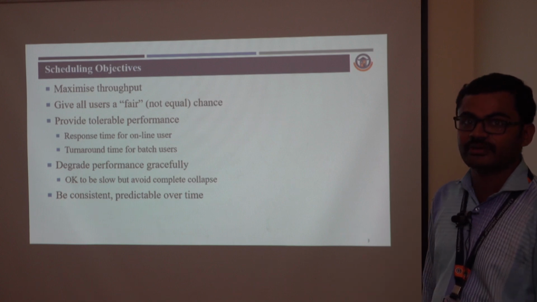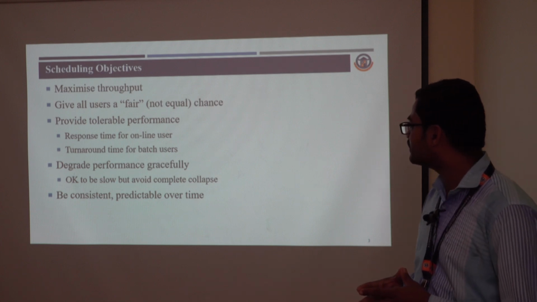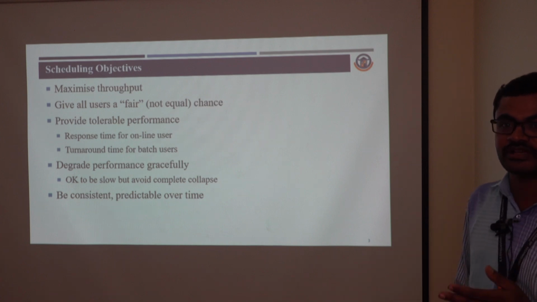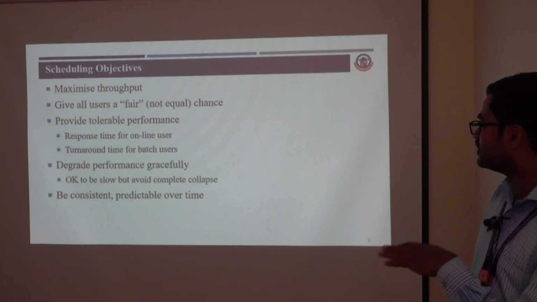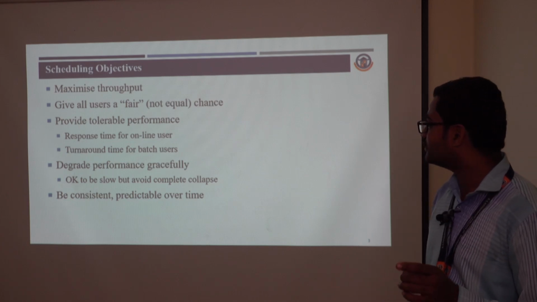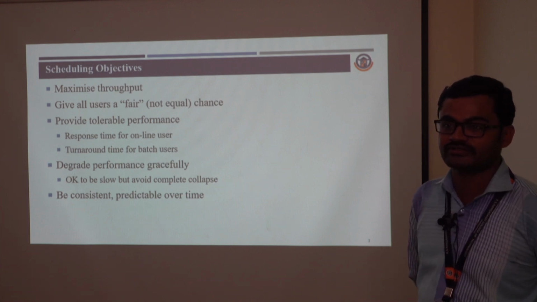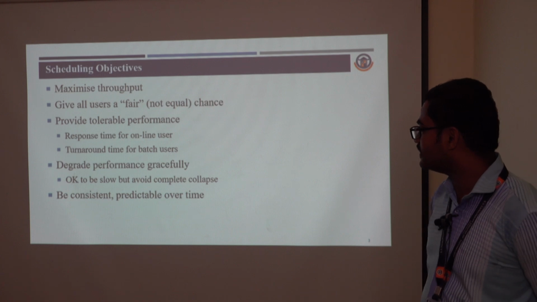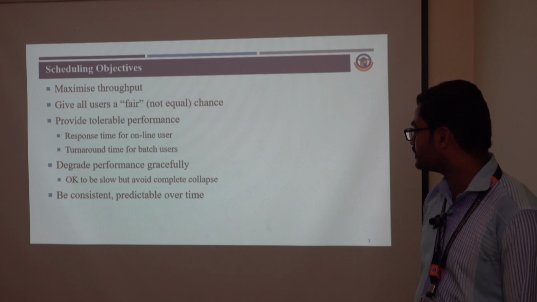Next we can see the scheduling objectives. The scheduling objectives are maximum throughput and giving all users a fair, not equal, chance. Why do we give a fair, not equal, chance? Because some processes have the highest priority and some have the lowest priority, so we do not give an equal chance. Provide better performance: response time for online users and turnaround time for batch users. The response time and turnaround time show how the process executes; the total execution time is the turnaround time. And then next one is the waiting time, which will also be there. Then degrade performance gracefully. Then next one is to be consistently repeatable over time.